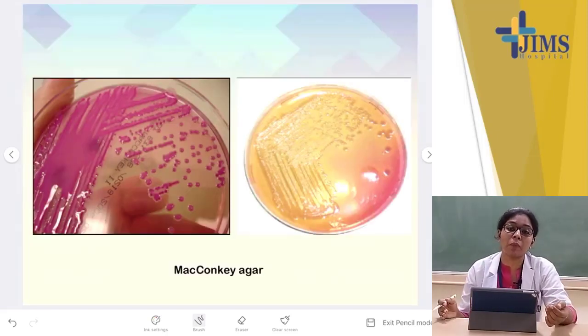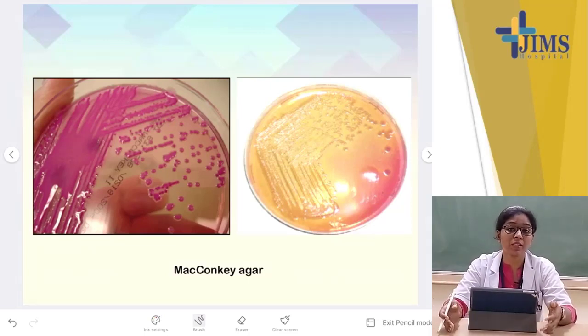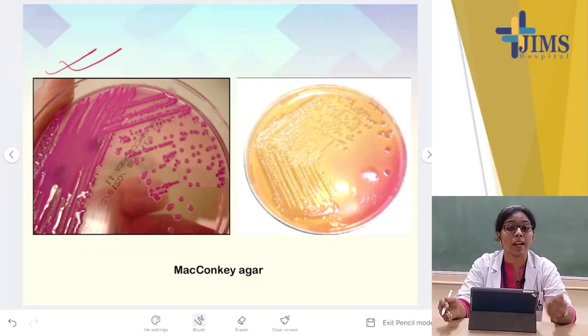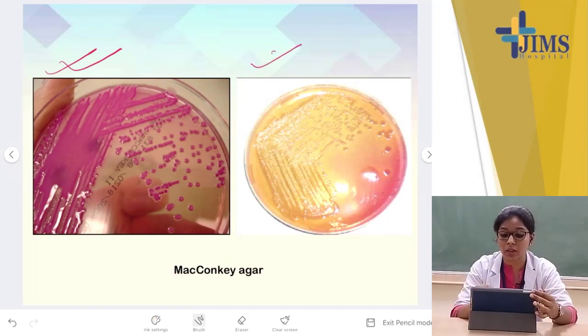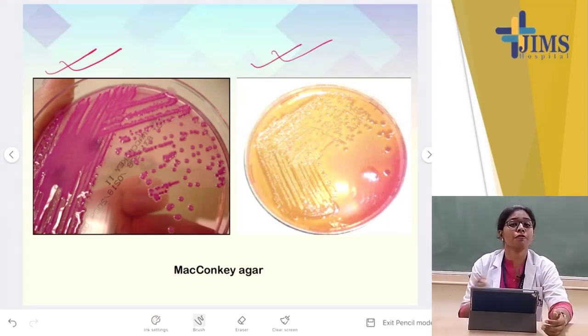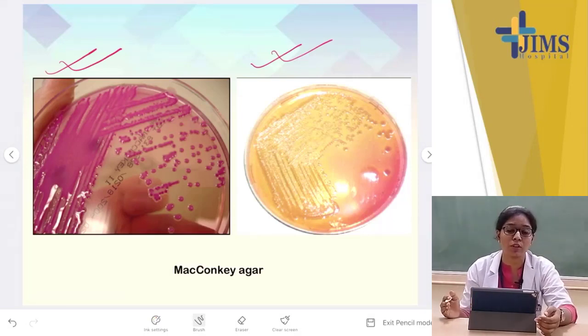Now we move on to the mildly selective media, mainly MacConkey agar. I am repeating it once again, this is a differential media. That means it will help you differentiate between lactose fermenting colonies and non-lactose fermenting colonies. The figure on the left hand side is the lactose fermenting colonies and the right hand side one is non-lactose fermenting colonies. In MacConkey agar, there is presence of bile salt and crystal violet.